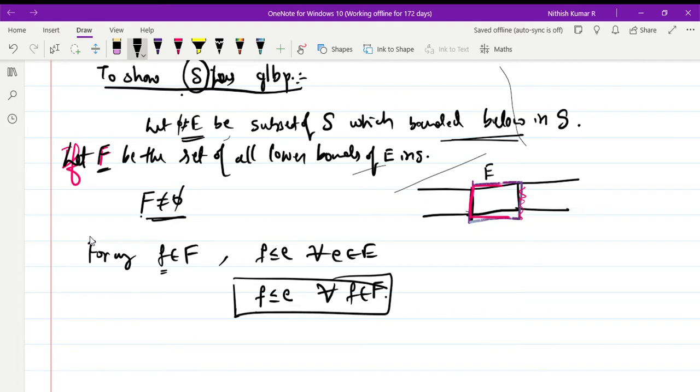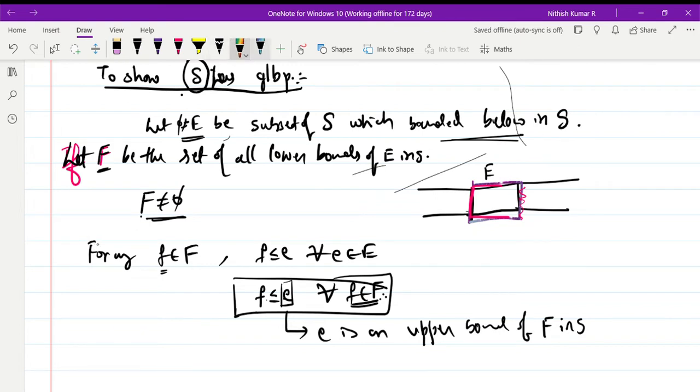This implies that for every f belongs to F, for every element of E, e is greater than or equal to f. This implies E is an upper bound of F in S. Now observe in this figure. Suppose this is E, this is F, then every element of F is less than or equal to every element of E, and this implies every element of E is greater than or equal to every element of F.